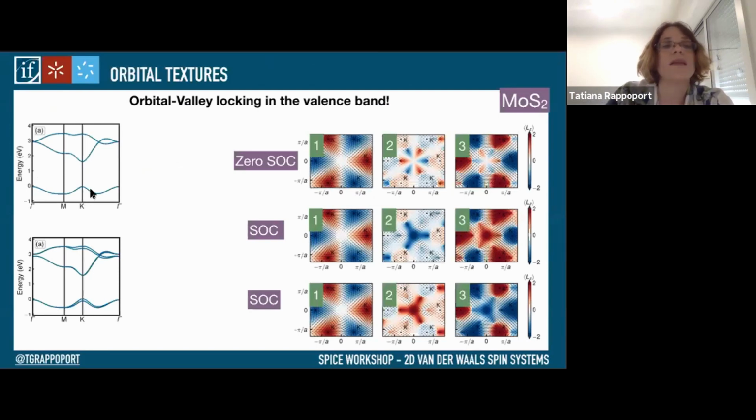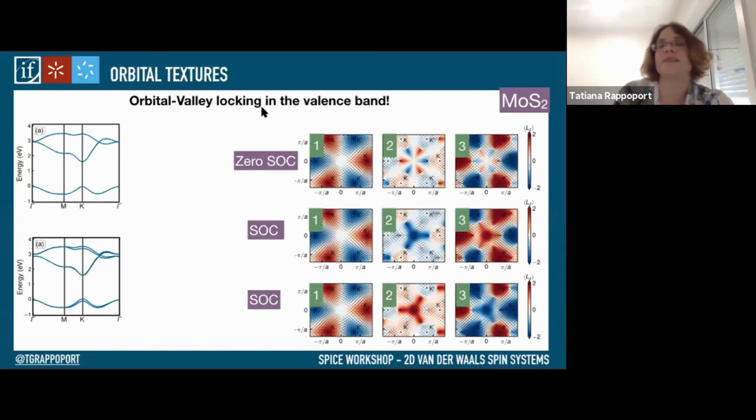If we look at the valence band, it is quite clear that even with 0 spin orbit coupling, there is a very strong orbital valley locking in the valence band. So the colors here indicate the LZ projection, and the arrows are again the in-plane contribution. And again, we have something like an anti-vortex structure for the in-plane contribution that maybe you cannot see from here. But the out-of-plane contribution is clear, and this orbital valley locking precedes the spin valley locking.